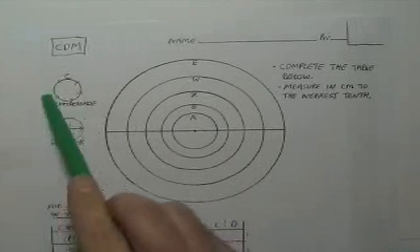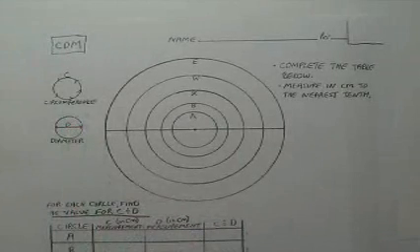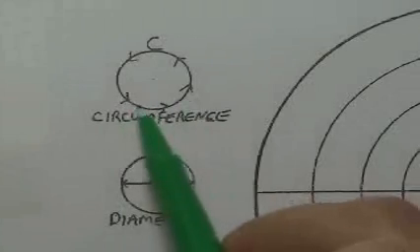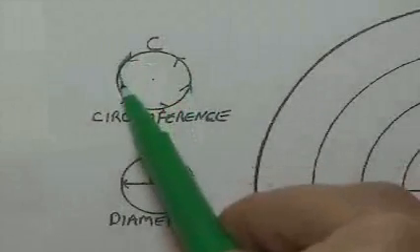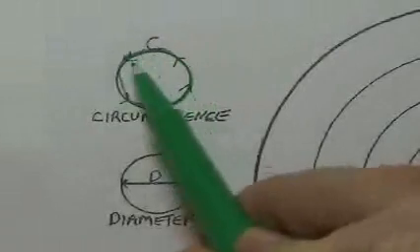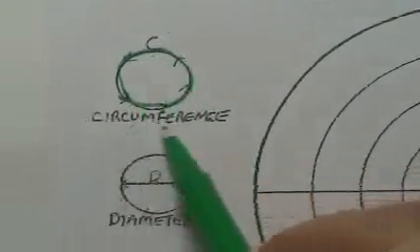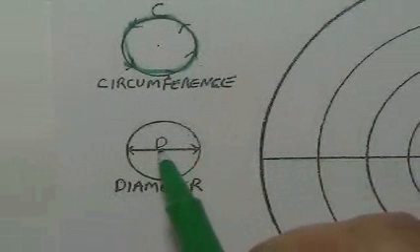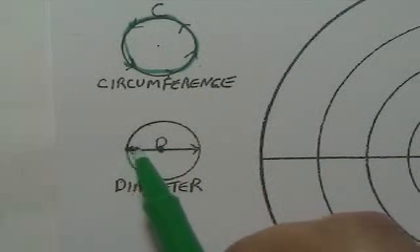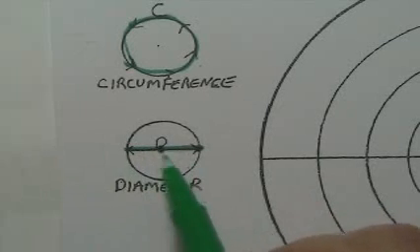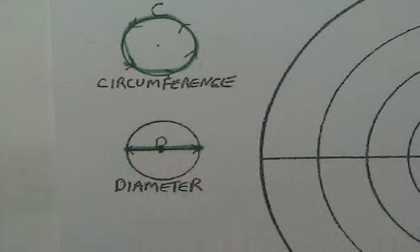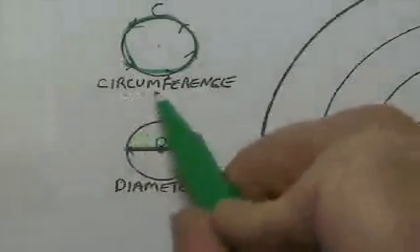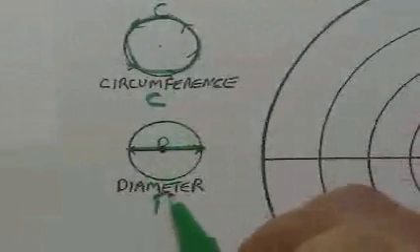Okay, let's look at the diagram over here to the left, these two. Two terms that you need to know. Circumference, that means it's going all the way around the circle, the outside. In other words, it's kind of like saying the perimeter. That's called circumference. And then the other one is diameter. That's going right through the center from one side to the other. That's called diameter. We'll be measuring both of these, circumference and diameter. We'll use C for circumference, and we'll use D for diameter.